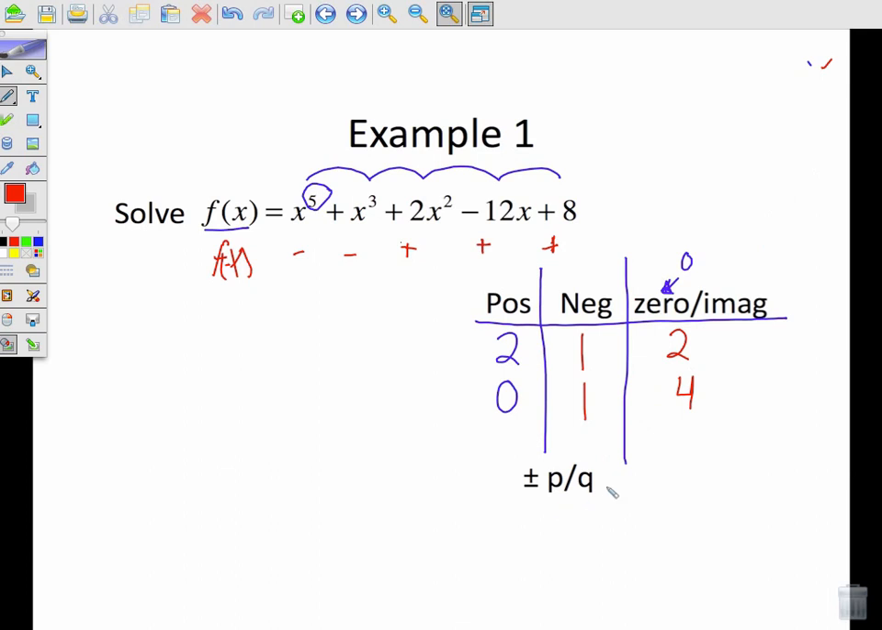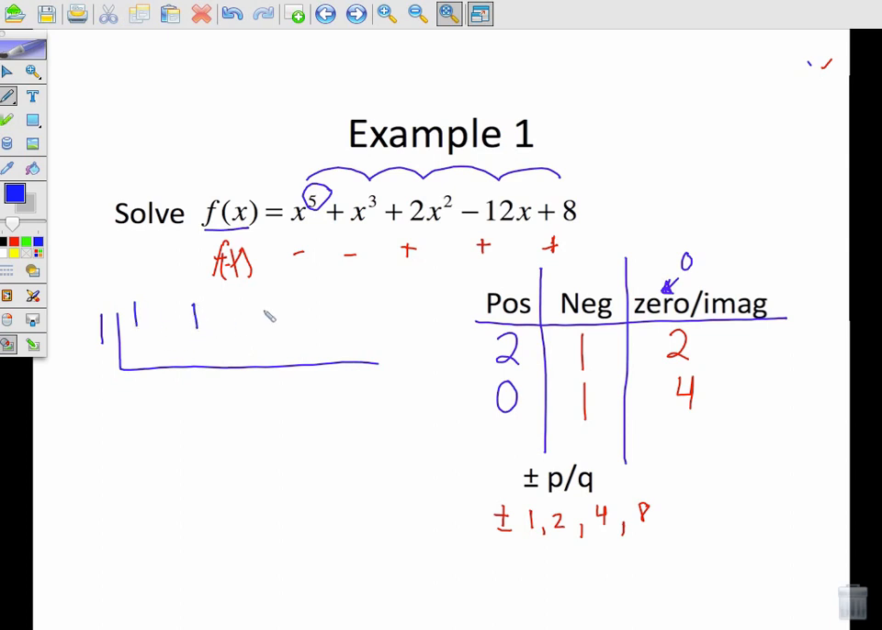Now let's find the p over q's. So I've got plus and minus the factors of 8, which are 1, 2, 4, and 8. And that's it, because the q values are just the factors of 1. So there's my p over q's. The next thing that we're going to do is synthetically divide and see if we can find any of our solutions. So let's just do synthetic division with 1.